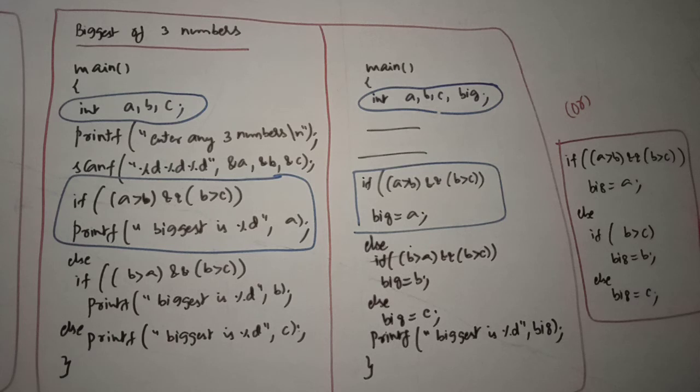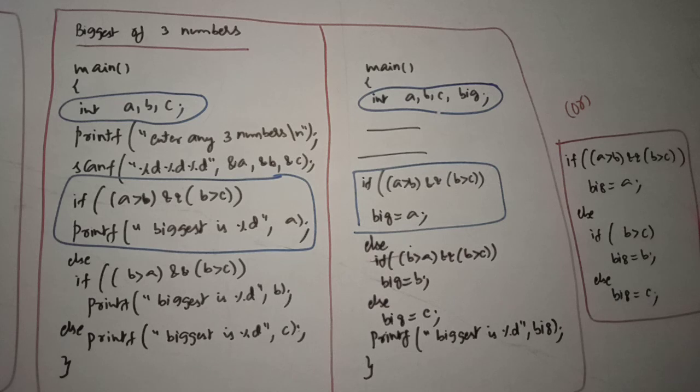In the second program, if A greater than B and B greater than C, big is equal to A. Look at the first one. Printf biggest is A. In the second condition also, B greater than A and B greater than C, big is equal to B, else big is equal to C. In the first program, with each and every condition, there is a printf, biggest is A, biggest is B and biggest is C. Whereas in the second thing, we are not using the printf. Big is equal to A, big is equal to B, big is equal to C.